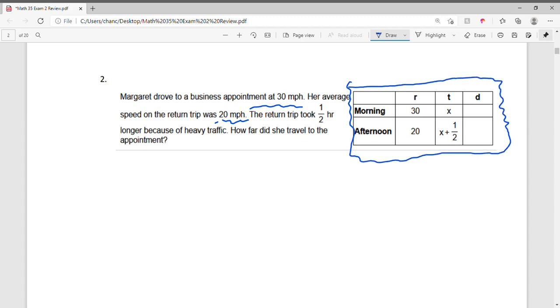So recall the formula for the distance. The distance is equal to rate times time. And so I could calculate the distance here of 30 times x, or 30x. And for the afternoon, it's going to be 20 times x plus 1/2. Now we know the trip is going to be the same to and from the trip, which means going there is the same distance as coming back home. So I'm going to put 30x is equal to 20 times x plus 1/2.